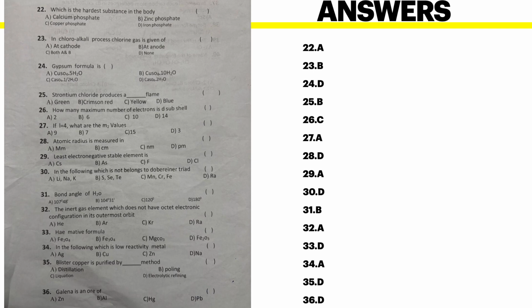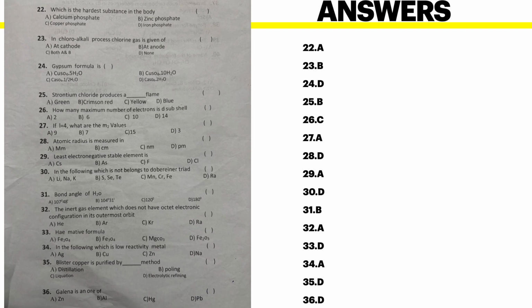Next one, 32. The inert gas element which does not have an octet electronic configuration in the outermost orbit. Helium does not have an octet configuration. Octet means having 8 electrons. The general electronic configuration of inert gases is ns2 np6, but for helium, it is ns2. So A is the right answer. Next one.